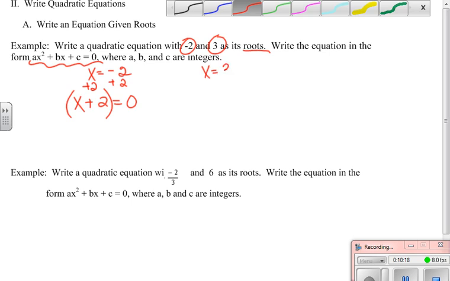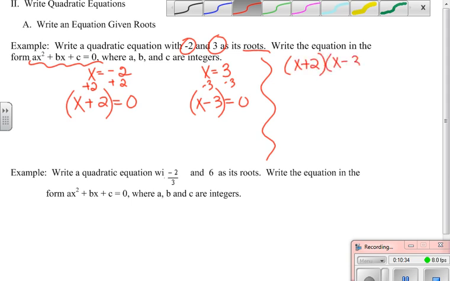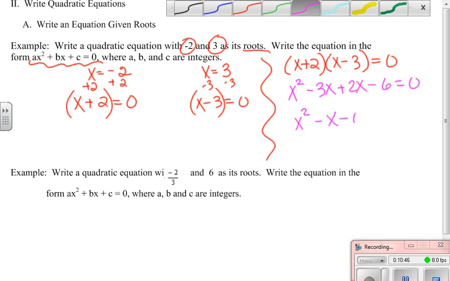If I ended up with x equals 3 and I subtract 3 from both sides, x minus 3 equals 0, this is also one of my starting points. There are my two quantities, x plus 2 times x minus 3 equals 0. Go ahead and FOIL it. X squared minus 3x plus 2x minus 6 equals 0. Combine like terms, and you now have a quadratic equation that these are the roots, and you know they are the roots because you built it that way.